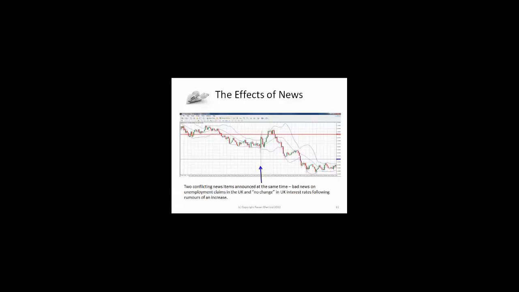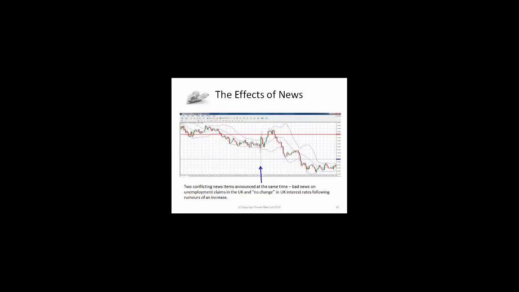This slide shows some of the typical effects of news. Where the blue arrows point to the middle of the screen, you'll see a spike where the price went suddenly down, quite a lot down, and then back up again. On this occasion two news items came out and both of them were away from forecast. The first was bad news on unemployment in the UK, and the second was that there was no change to UK interest rates following rumours that there would be.